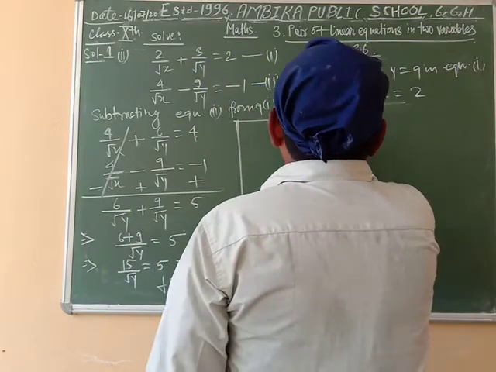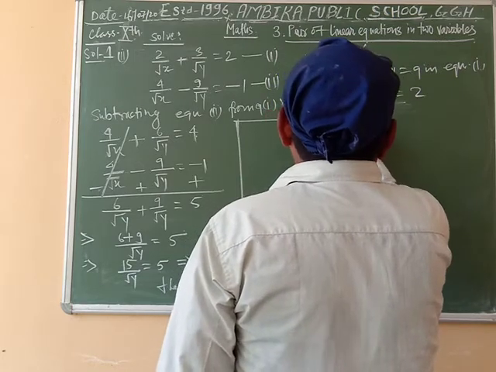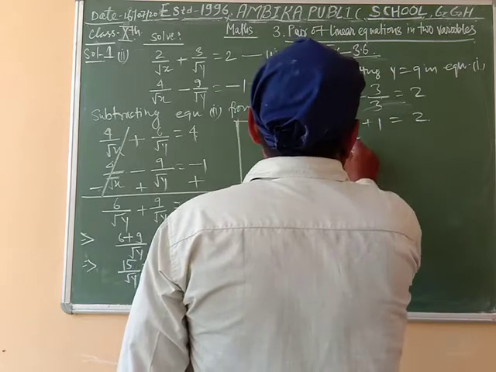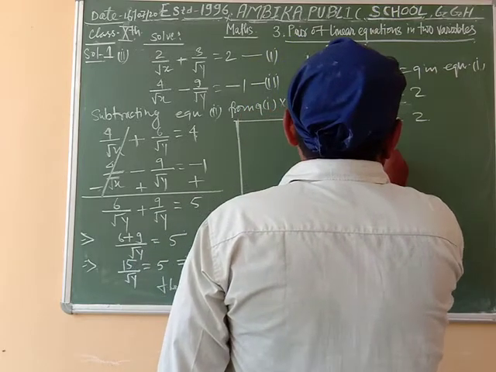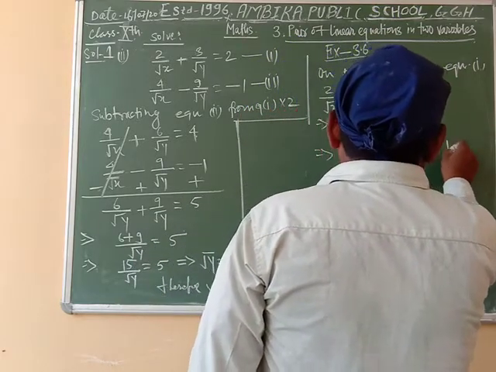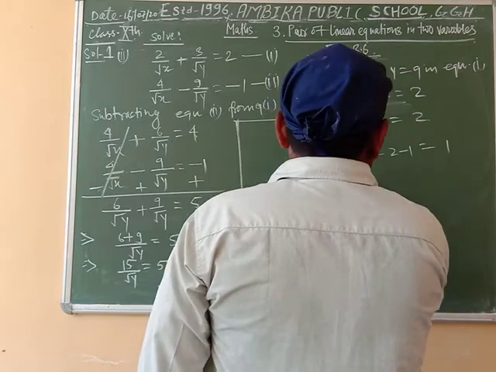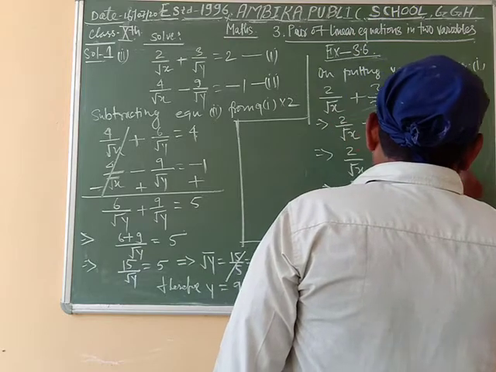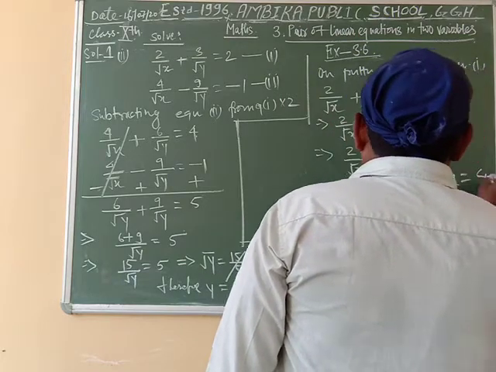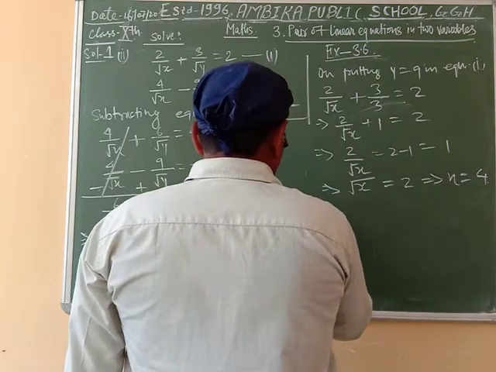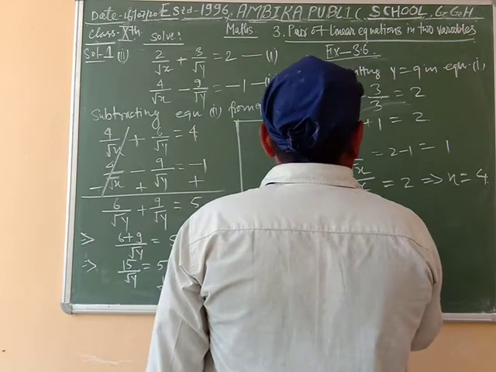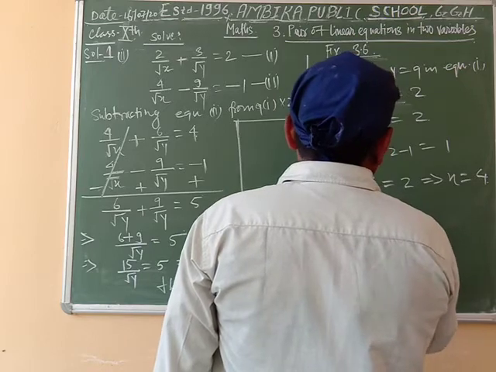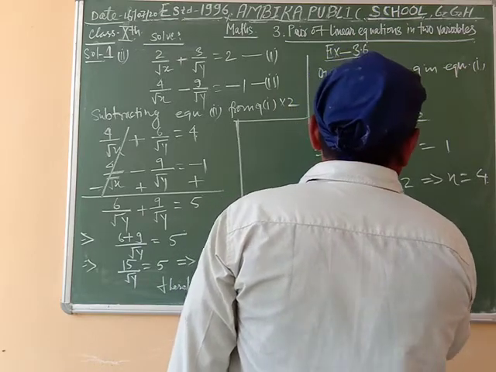2 by root x plus 1 is equal to 2. 2 by root x is equal to 2 minus 1 is equal to 1. Root x is equal to 2. x is equal to 4. Hence x is equal to 4 and y is equal to 9.